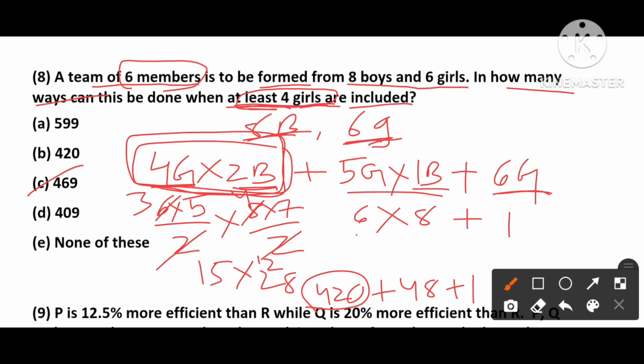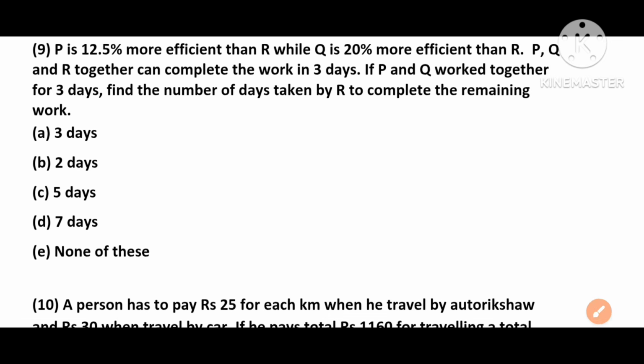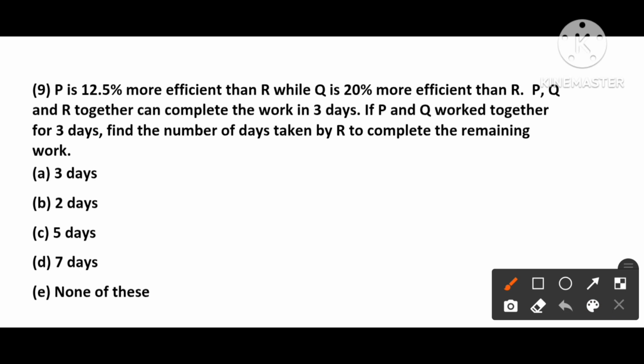So the answer will be 469. Option C is the answer for this question. Okay, now we are going to question number 9. Question number 9 says that P is 12.5% more efficient than R.